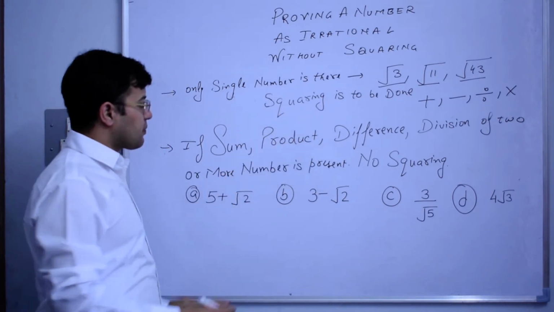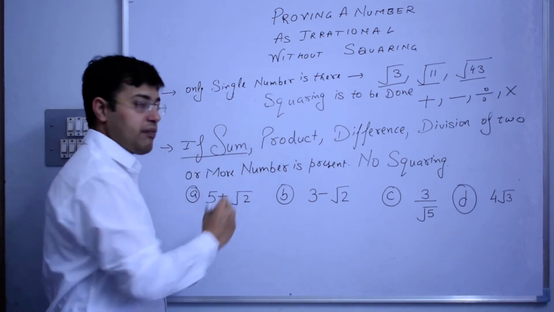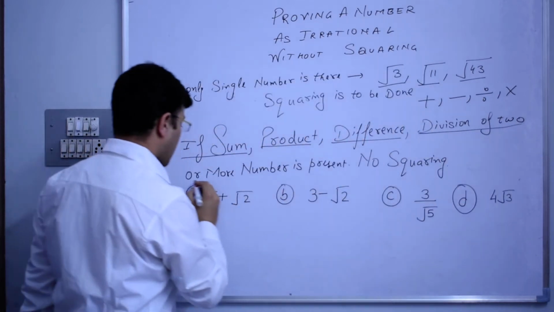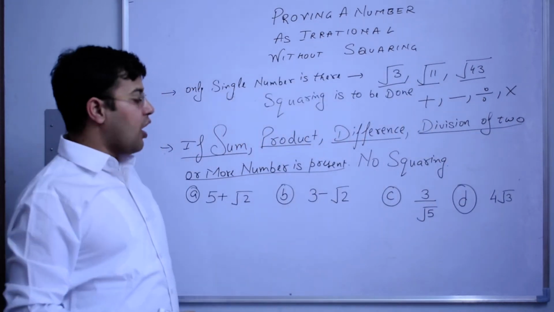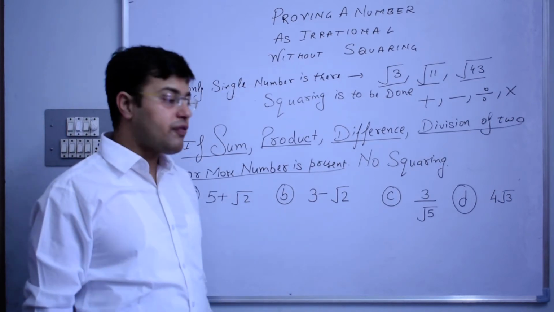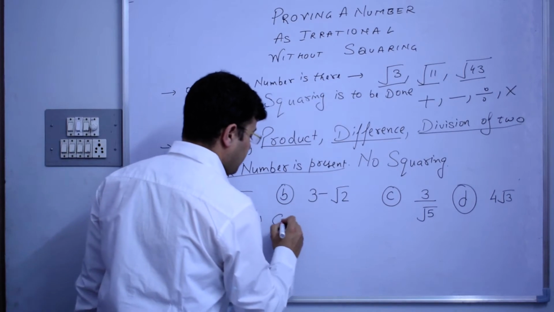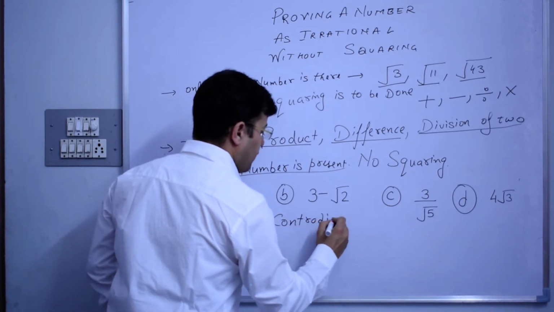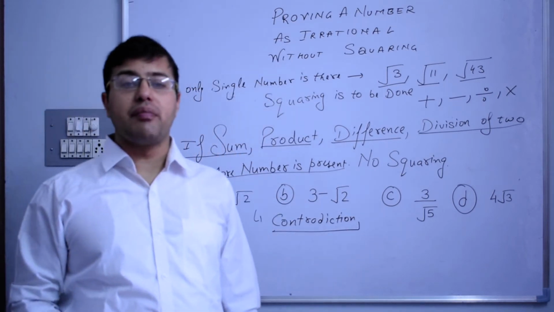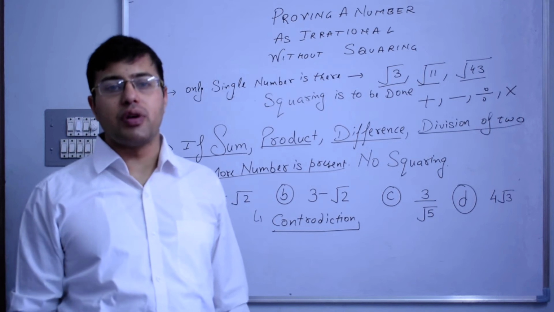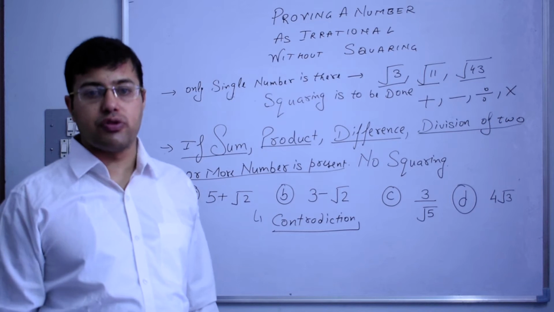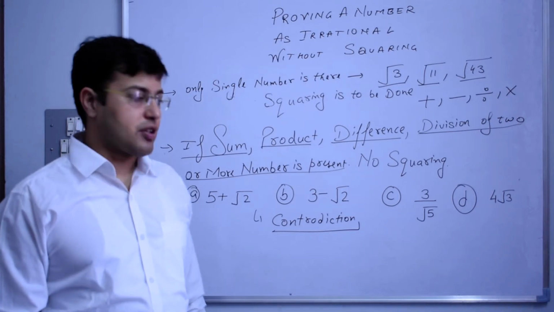In today's video, we are going to learn how to prove as irrational the sum, product, difference or division of two or more numbers. Again, the method will be of the same type. We will use the method of contradiction. Again, we will assume that the given number is rational, provided a and b are co-prime. Co-prime numbers are numbers whose HCF is 1, and then we'll prove that our supposition was wrong and hence the number should be irrational.